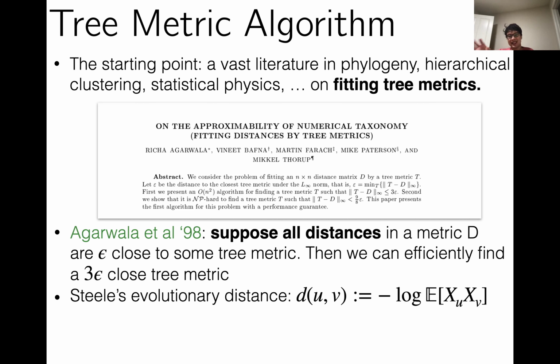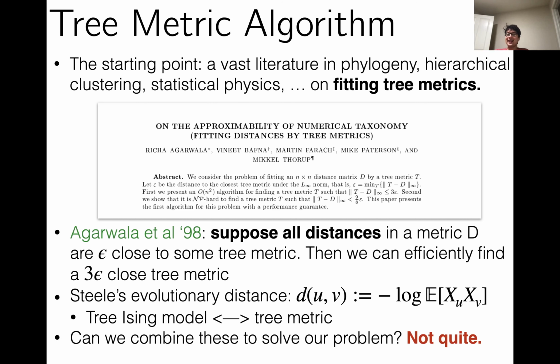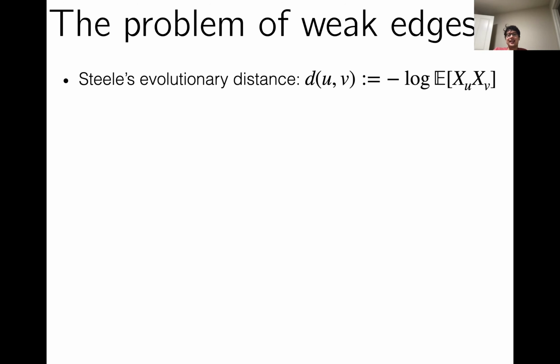Okay, but anyways, the Ising model can actually be viewed as a tree metric. You define this distance d between u and v equal to the negative log correlation, which is the Steel evolutionary distance. So you might think you can estimate that from data and then fit a tree metric, and maybe that solves the problem. It turns out it doesn't work. So why doesn't it work?